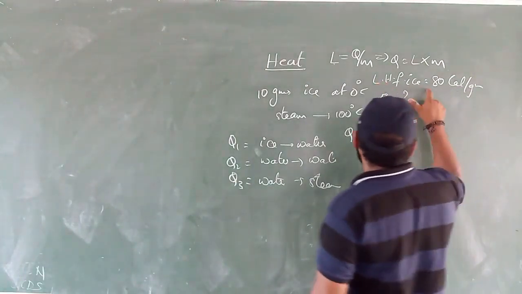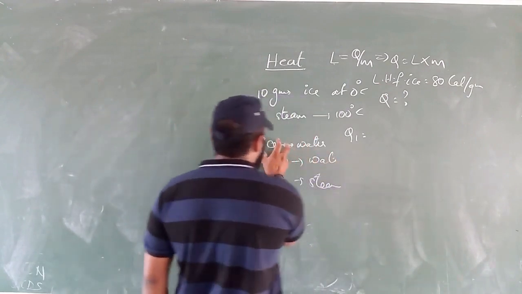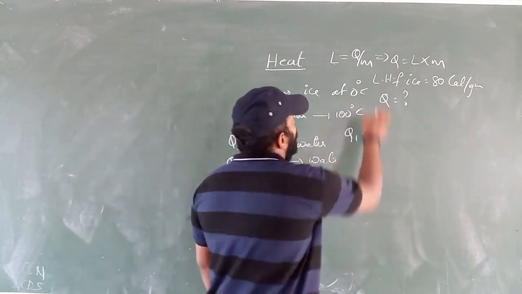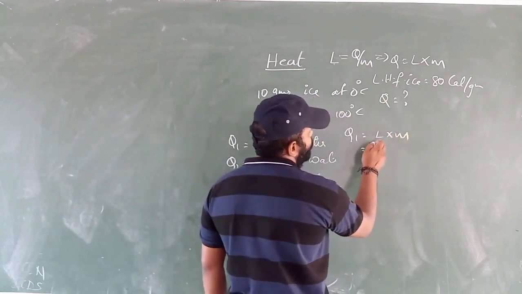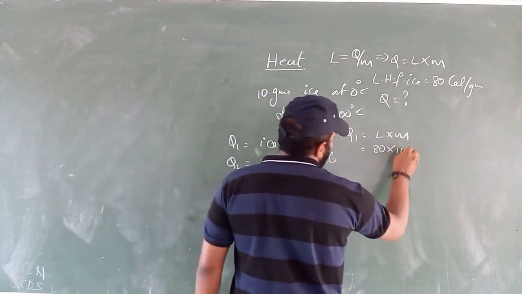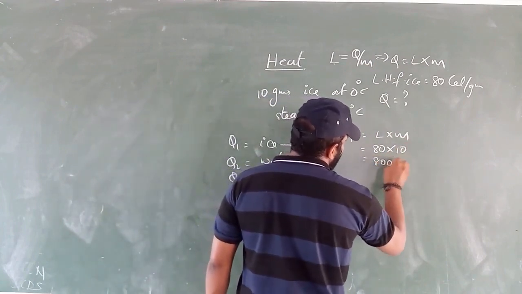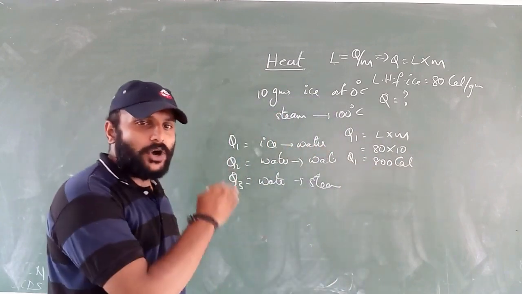The latent heat of fusion of ice is 80 calories per gram. So here we are converting the state from ice to water. What is the formula? Q = L × M. What is the latent heat of fusion of ice? 80. What is the mass of the substance given? 10. So 80 into 10 is how much? 800 calories. Q1. Okay, so we have converted from solid to liquid.